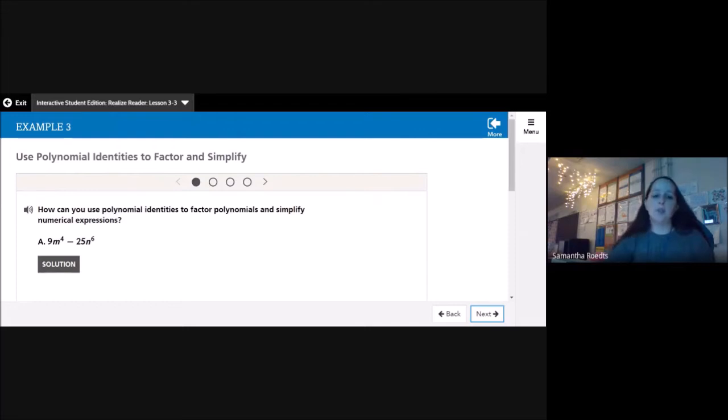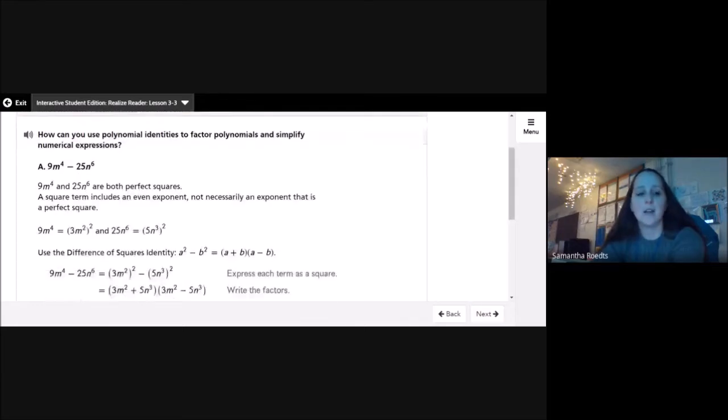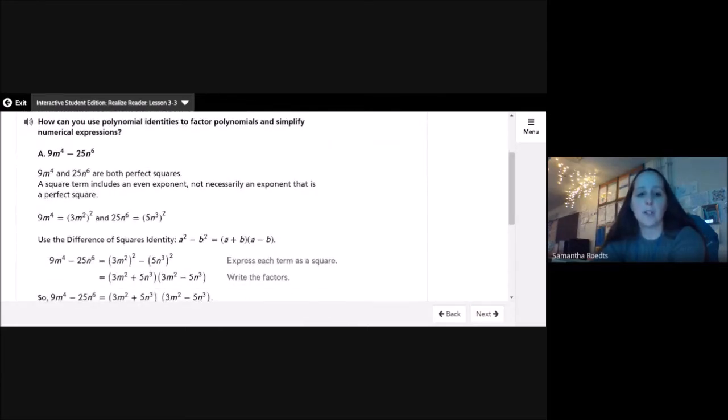All right, example number 3, use polynomial identities to factor and simplify. So how can you use polynomial identities to factor polynomials and simplify numerical expressions? So I have 9m to the 4th minus 25n to the 6th. So these are both perfect squares. The square term includes an even exponent, not necessarily an exponent that is a perfect square. So 9m to the 4th equals (3m squared) squared, and 25n to the 6th equals (5n cubed) squared.